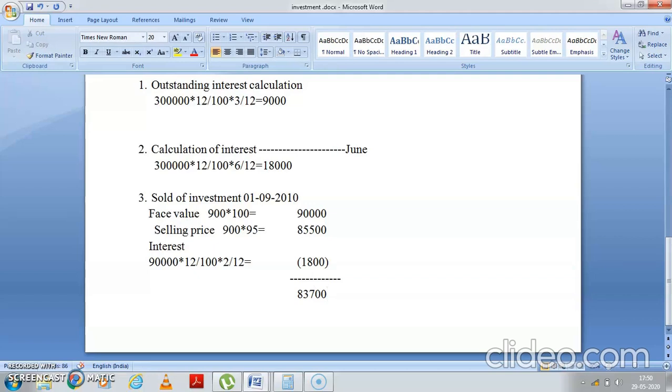See, in GUM, this interest will be given to the person who is buying it. In GUM, interest belongs to the person who has purchased the investment. Do you remember it? I had already told you. Yes or no? So in this, what happens? This belongs to the person who has purchased. So exactly, you will be getting this money. So this will be your selling price.